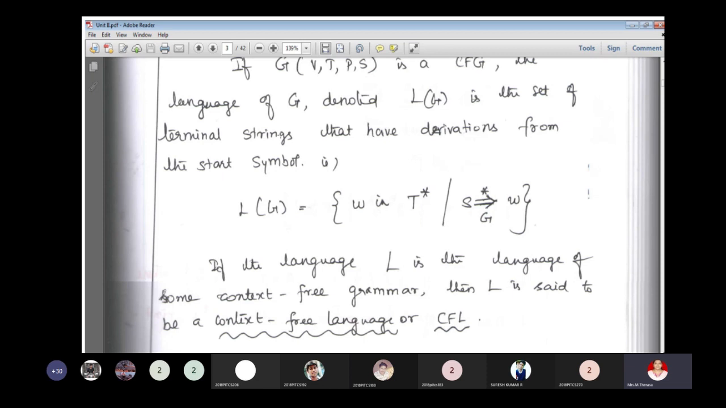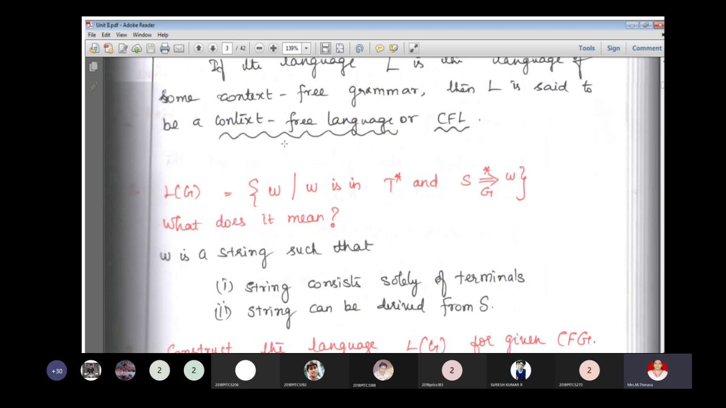A context-free grammar can be represented with the four tuples V, T, P, S. It is a recursive procedure to represent any language. Okay, so we will see one example of that.